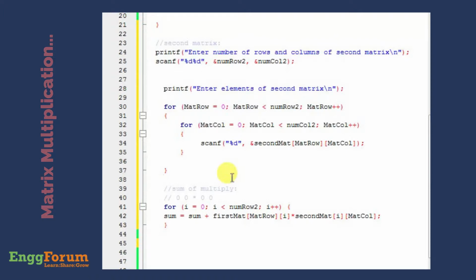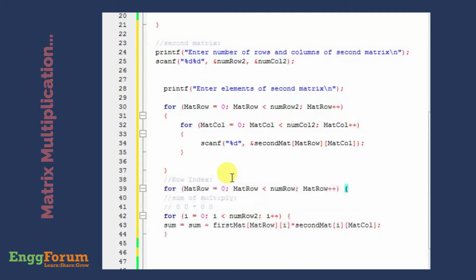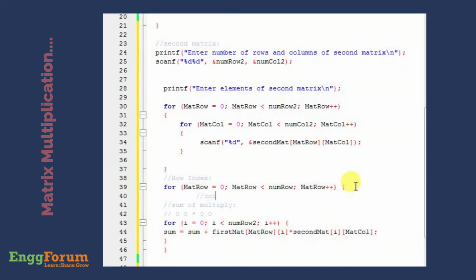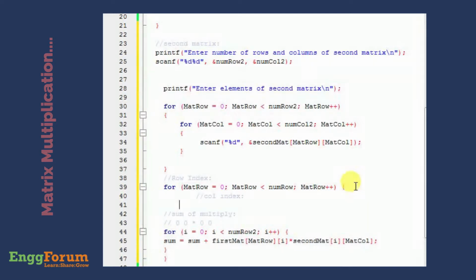Next, place a for loop just above the current loop. Initialize matRow equals 0. Let the loop flow till matRow value is less than numRow. We now have the row index value for first mat. Here, we need the index for column value in array second mat. Hence place a for loop and initialize the value of matCol as 0. Let the loop execute till matCol less than numCol2.